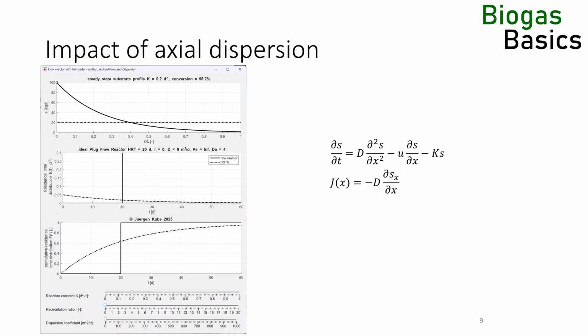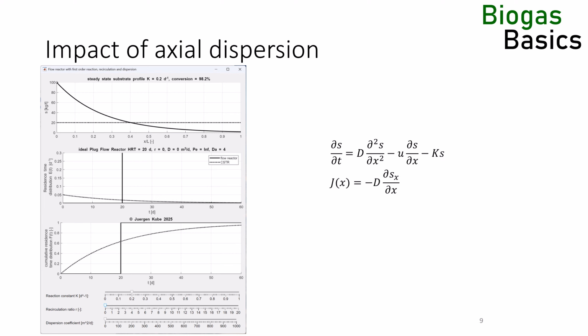We need to extend the balance equation by the dispersion term D times the second derivative of s with respect to x. D is the axial dispersion coefficient. It has the unit length squared over time, for example square meter per day. The term originates in Fick's second law. It describes the flux of substrate due to dispersion. The flux J of x is defined by Fick's first law. For those interested in the maths, I have attached how to arrive at the equation at the end of the lecture.